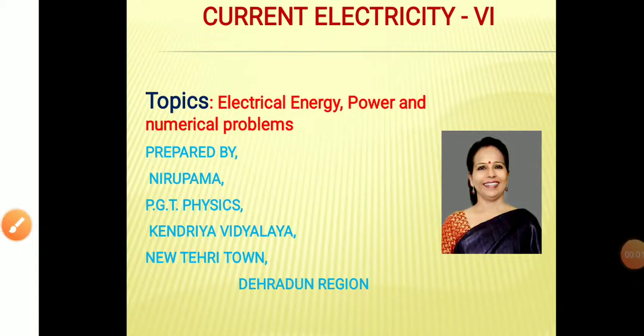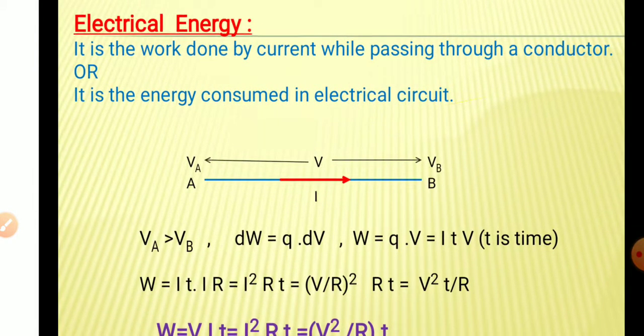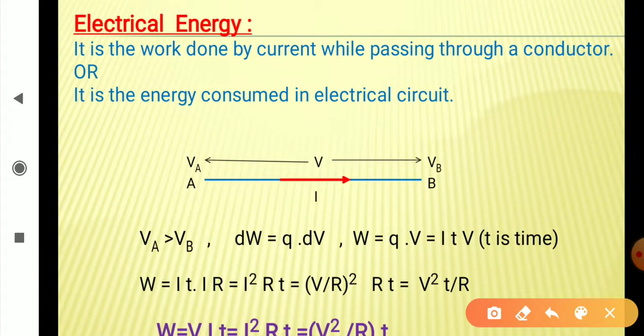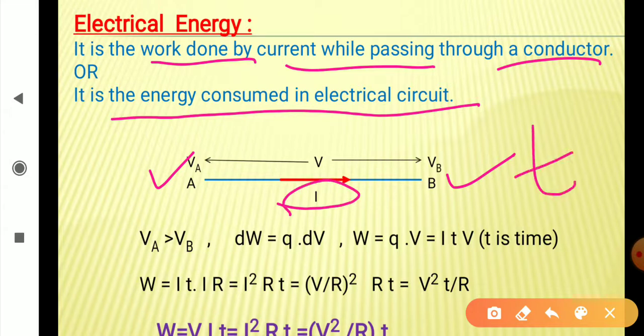Dear students, in this video on current electricity, we will study electrical energy, power and numerical problems based on them. So let us begin with the idea of electrical energy. It is the work done by current while passing through a conductor, or it is the energy consumed in an electrical circuit. So let us take this conductor AB, which is carrying current I for say time t.